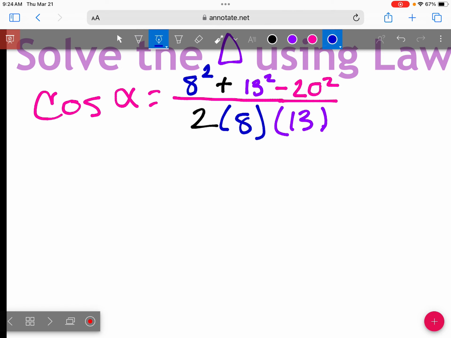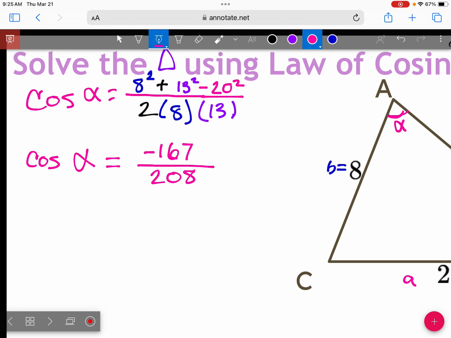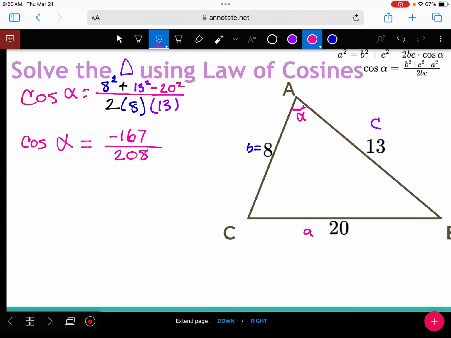So now we know that cosine of alpha is going to equal, when we multiply it out, our 8 squared plus 13 squared minus 20 squared, negative 167, over 2 times 8 times 13, 208. So we multiply those and we just type those in our calculator. And I'm just going to put it as a fraction because it makes my life easier. It's easier to type that in. But if you want it as a decimal, that's okay. My brain likes fractions better.